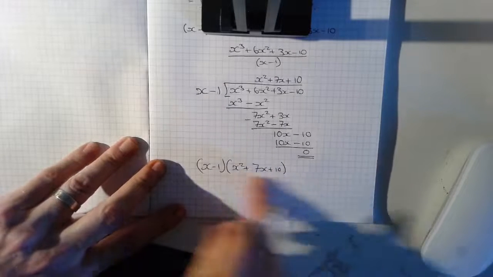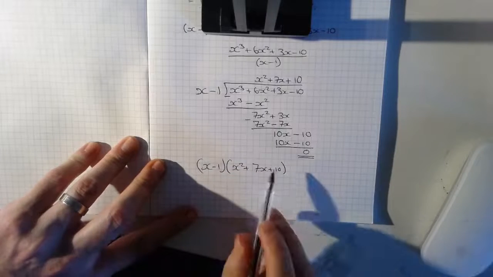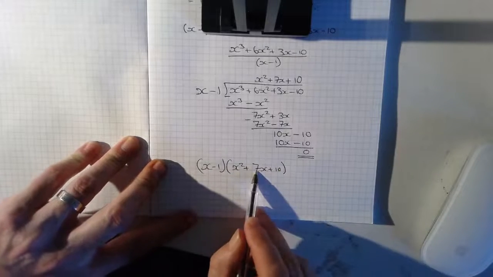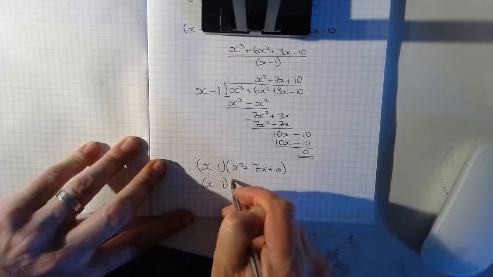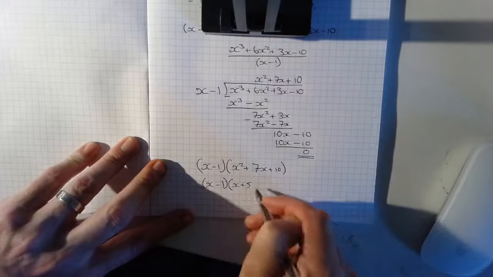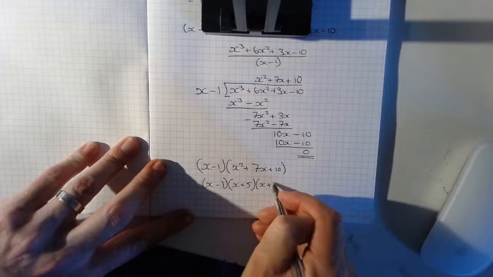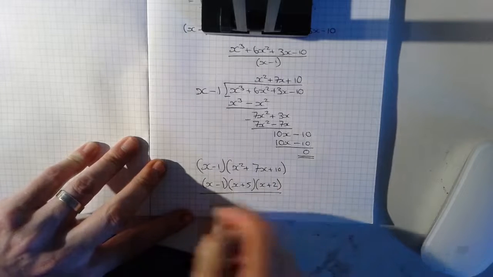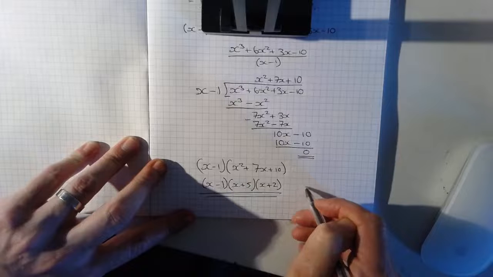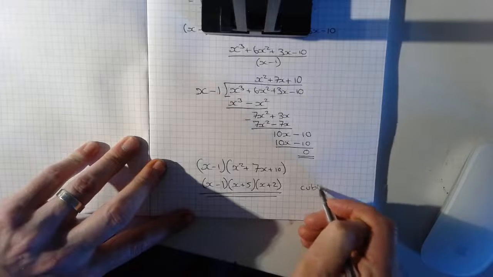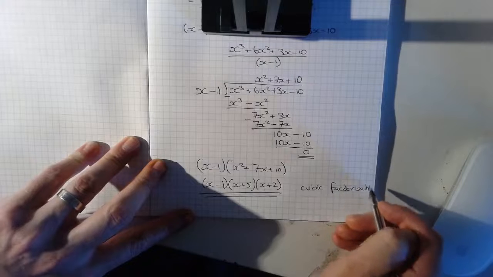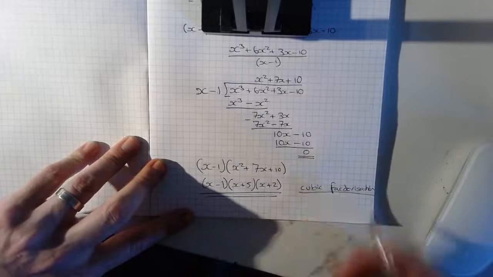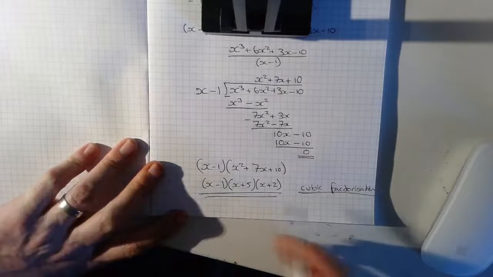And now we should be able to quite easily factorize this. Two numbers multiply to make 10, add to make 7. We can clearly see now this is x minus 1, x plus 5, x plus 2. We've now factorized a cubic, which is quite cool. Good luck.